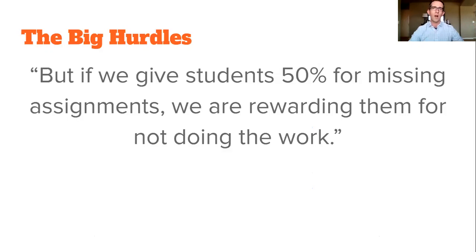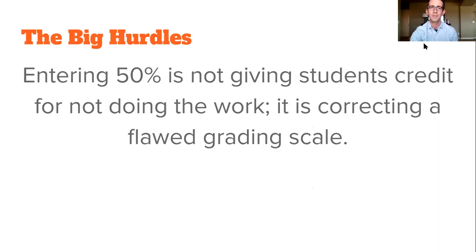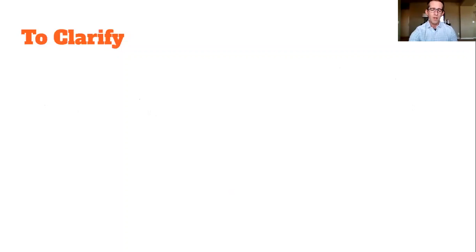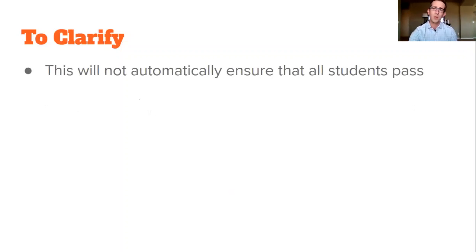Now, don't get me wrong. I know the arguments that, if we're giving students 50% for missing assignments, then we're rewarding them for not doing the work. Okay, but truly, it's not giving them credit for not doing the work. It's correcting a flawed grading scale. Right? And that's the important piece to remember here is that truly, we want to hold students accountable, and we will, and we'll find ways to get those assignments in because that's what we ultimately want from them. But we have to give them grades that reflect their knowledge and don't penalize them for mistakes that they make simply because they're teenagers.